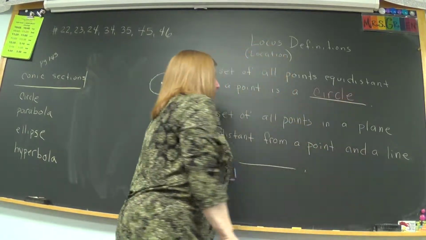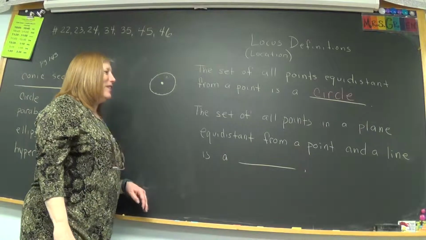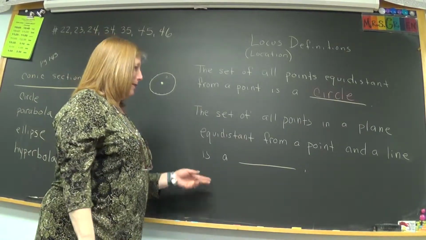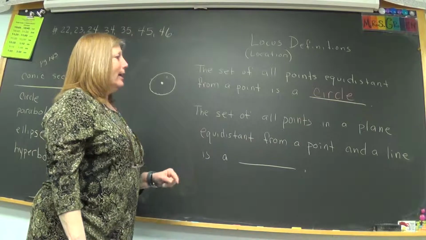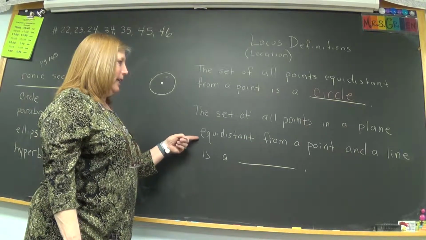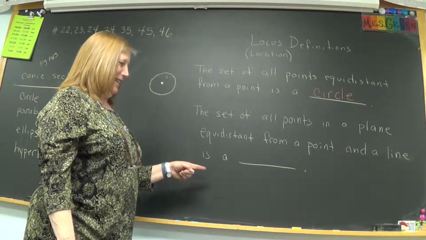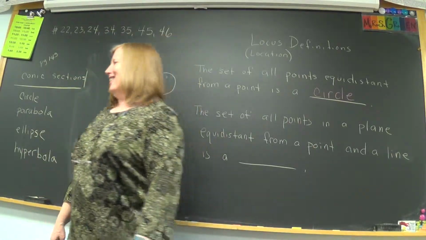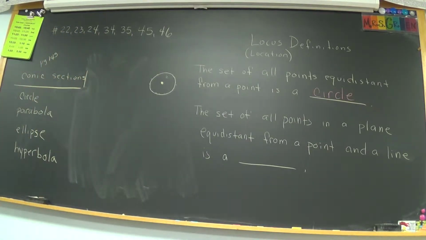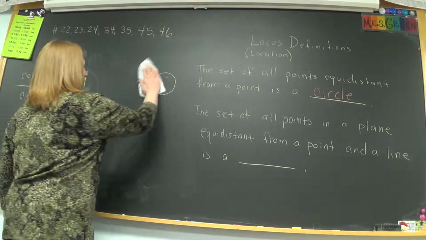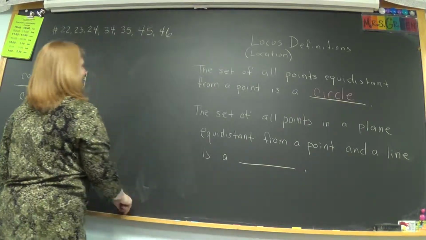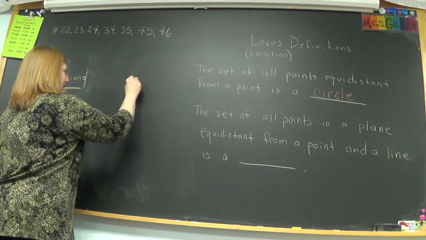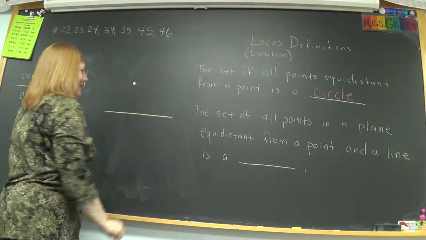We started off calmly. Now we're going to kick it up into the choppy waters here. We have the set of all points in a plane equidistant from a point and a line. I'll give you a clue. It's one of the four conic sections that we just talked about. Does that make any sense yet? It probably doesn't until I sketch it. The point and the line are not in the same place. So here's the point, and here's the line. Is it a parabola? It is.